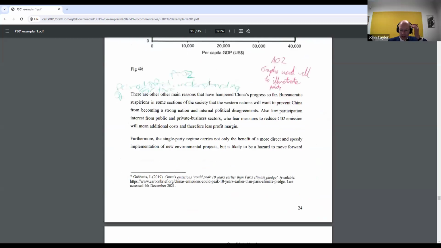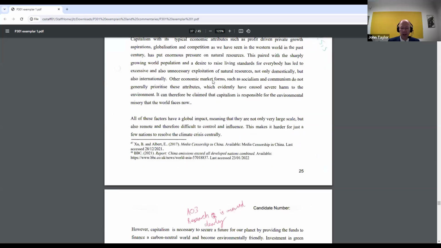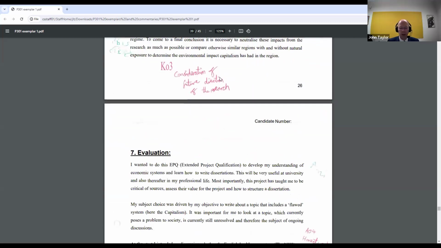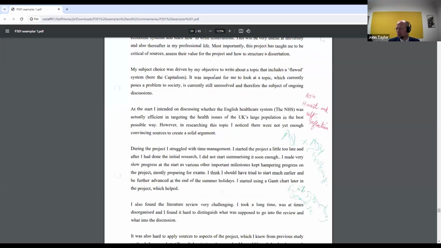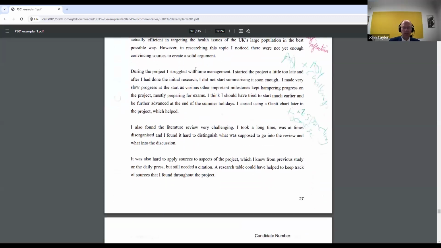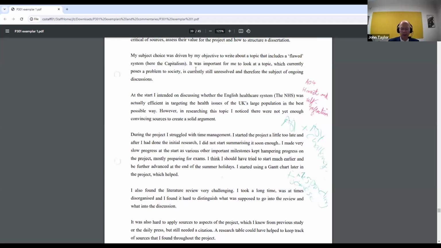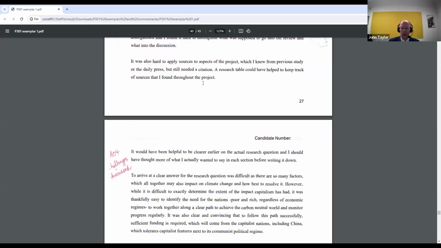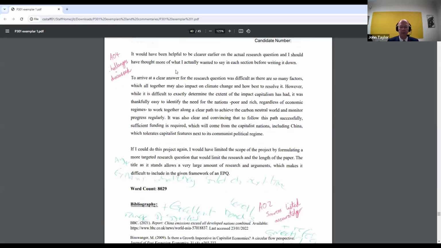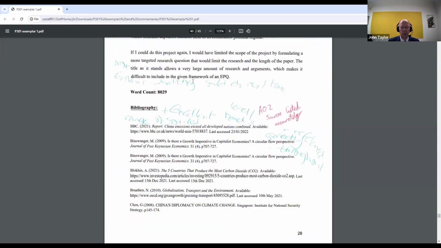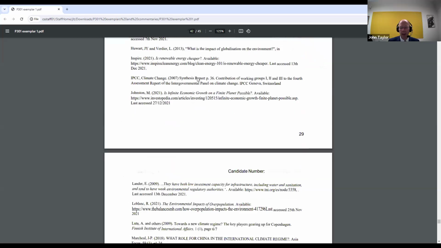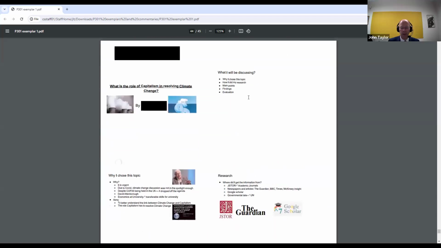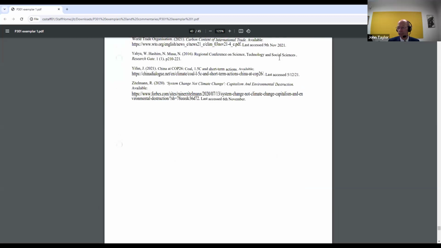I'll jump through because we have time, but it is, as you say as well, extensive and detailed in its treatment. Fully developed conclusion, evaluation, a little bit succinct perhaps, but pretty thoughtful, pretty perceptive, and honest as well. I struggled with time management. I started the project a little late. This is not someone who's trying to gloss over the difficulties that they had. Well-constructed bibliography, and some evidence as well from the oral presentation at the end.